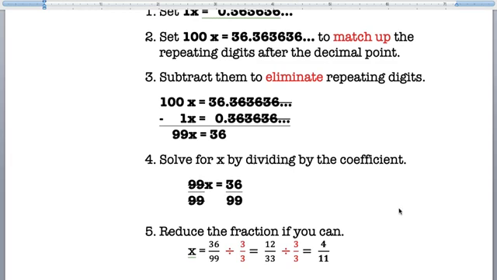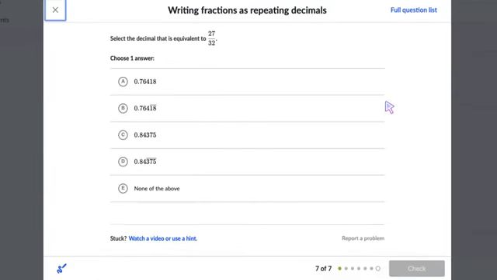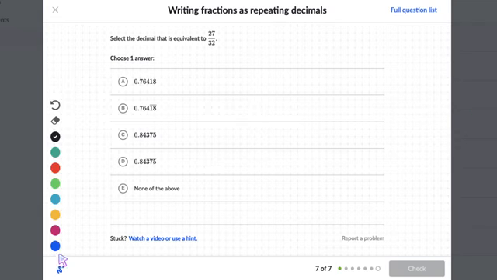You might want to rewatch that last method over again because that is the trickiest method. But for the rest of this video now, I'm just going to go through some examples so that you are familiar with the problems you have to complete. For this problem right here, you are being asked to select the decimal that is equivalent to 27 30-seconds. So there's only one answer. Pause the video and see if you can figure it out on your own.